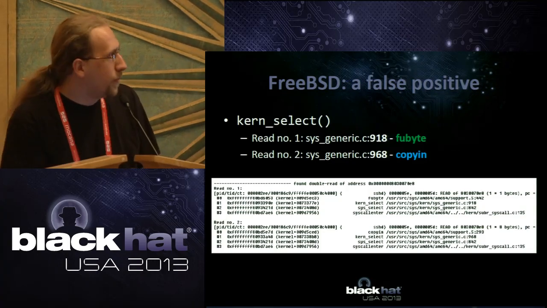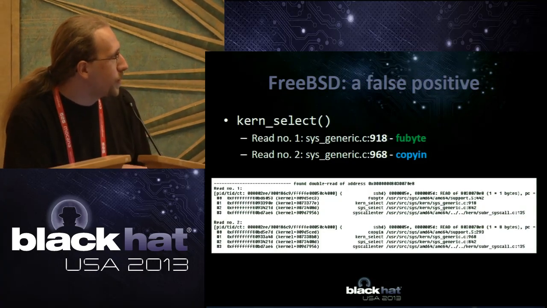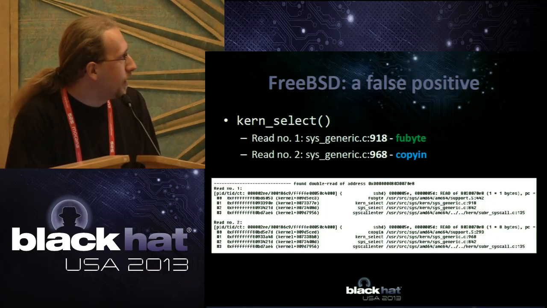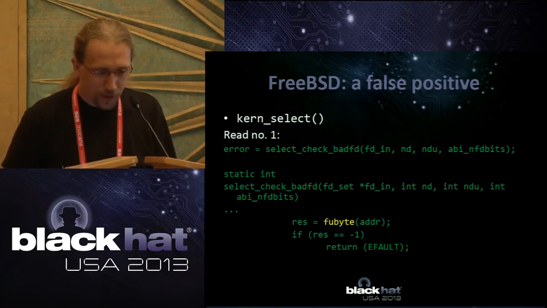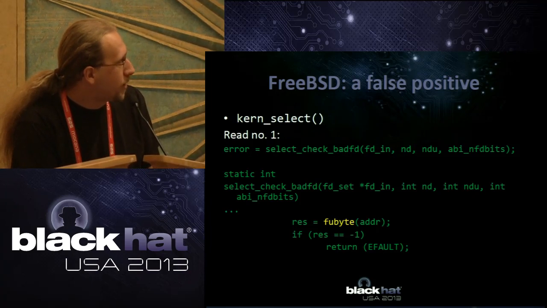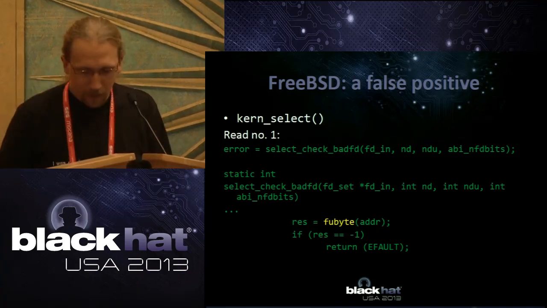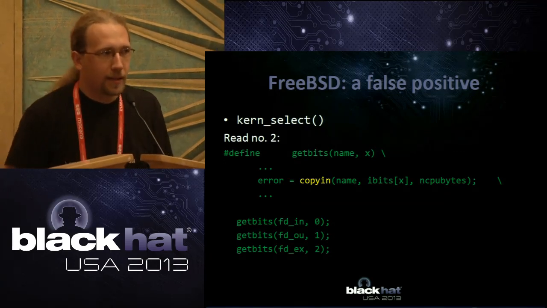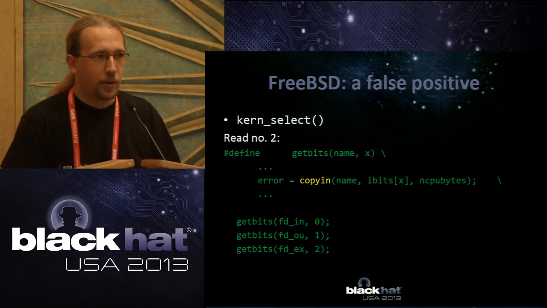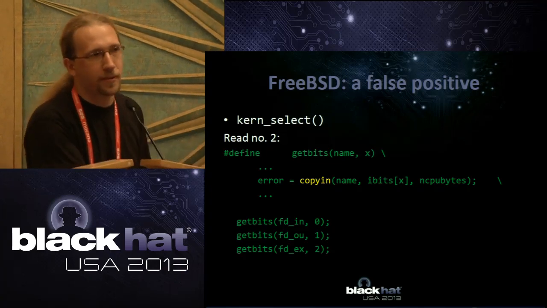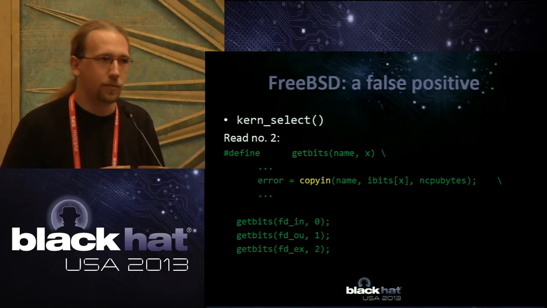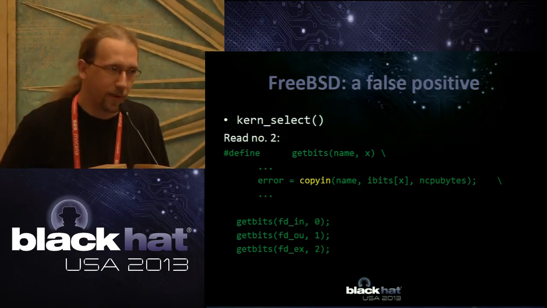One false positive I would like to mention is in the kernel select function. This is an actual report that we got from Bochspwn. And there are 2 reads. The first read is in select check bad fd, and it gets some byte. And then there's another one and it gets the same bytes again. Actually, it gets bits. But due to the nature of how this is used, it's not exploitable. It's not even a bug. You cannot do anything evil with it. Basically, boring false positive.